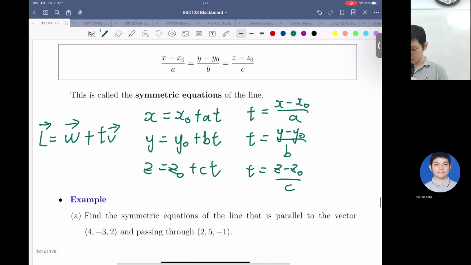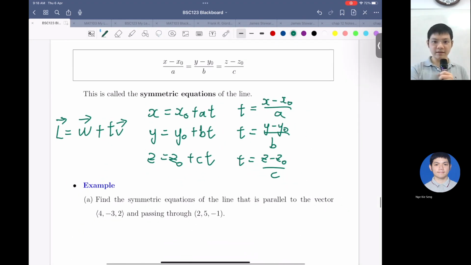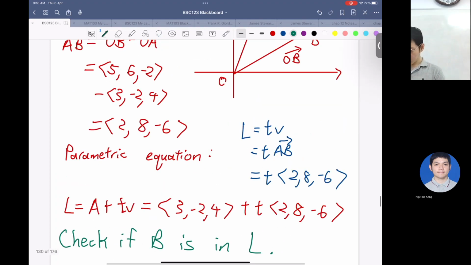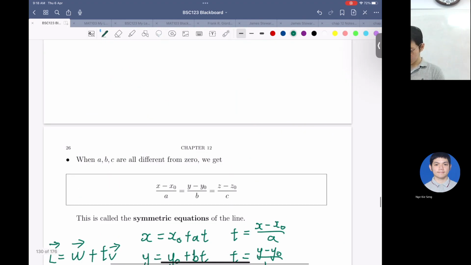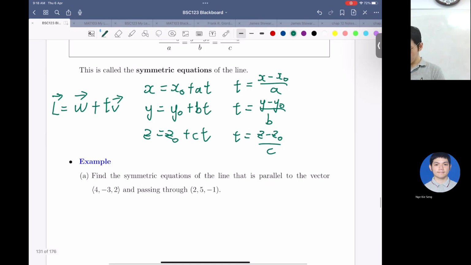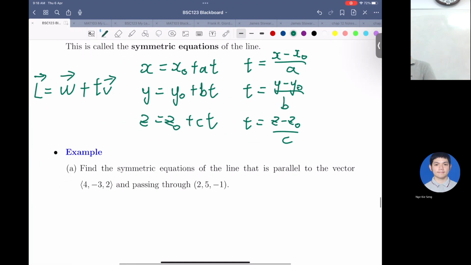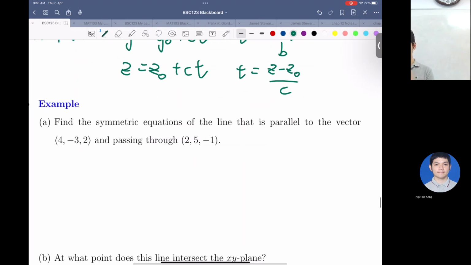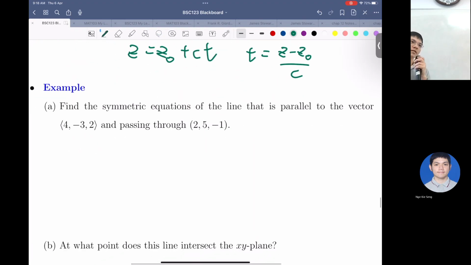So let's see an example of how to use this. Find the symmetric equation of the line that is parallel to the vector 4, -3, 2 and passing through 2, 5, -1. This question is very good. They give you what you want, one point and one vector. So how do you write out the line equation?